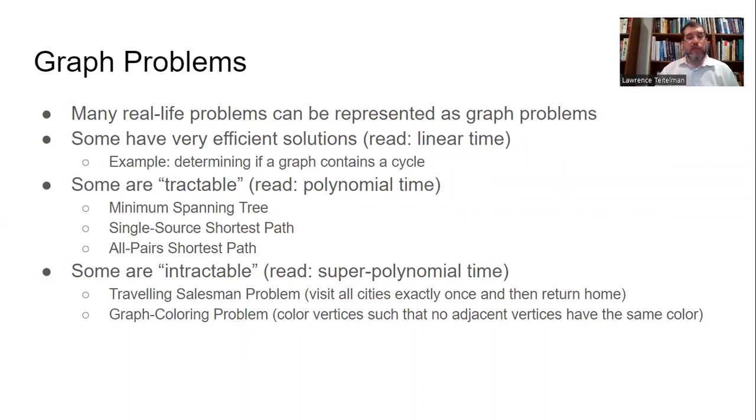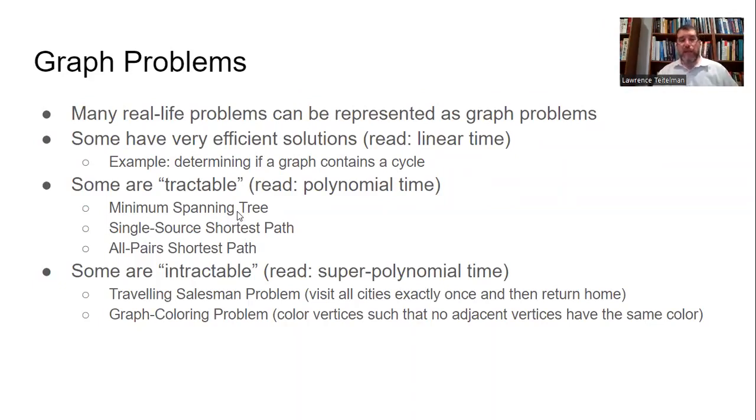We have other problems that are a little bit more difficult. For example, these are all problems we're going to talk about: minimum spanning tree, single source shortest path, all pair shortest path. These you can do in n squared, this you can do in n cubed, this one you can do in also v squared. If you're really good, you can do it in like e log v.